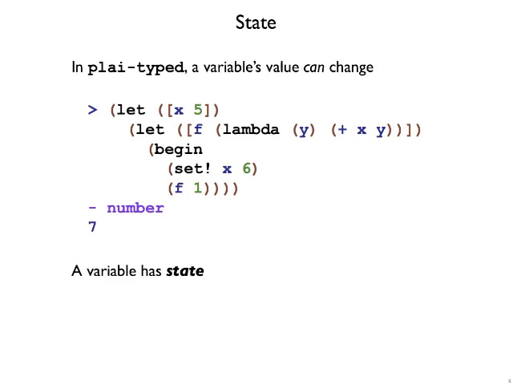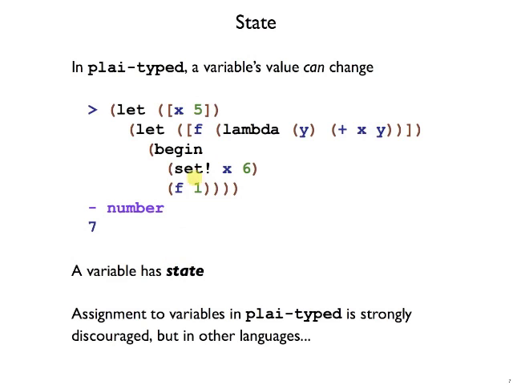We would say then that variables have state, because a variable has a particular value at a particular time. That's the state of the variable. This kind of program is not the kind of program you should generally write in PLAI typed. Assignment to variables is generally discouraged. But in other languages, of course, it's quite common.